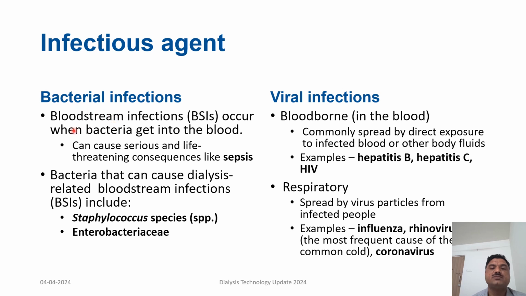Bacteria are predominantly responsible for bloodstream infections, which are serious enough to cause death, and these are commonly called sepsis. Bacteria commonly involved in dialysis patients are Staphylococcus species and the Enterobacteriaceae. Some viral infections are commonly seen in dialysis patients, like hepatitis B, hepatitis C and HIV, which spread through infected blood or body fluids, while some viruses like influenza, rhinoviruses, and coronaviruses spread by respiratory virus particles.